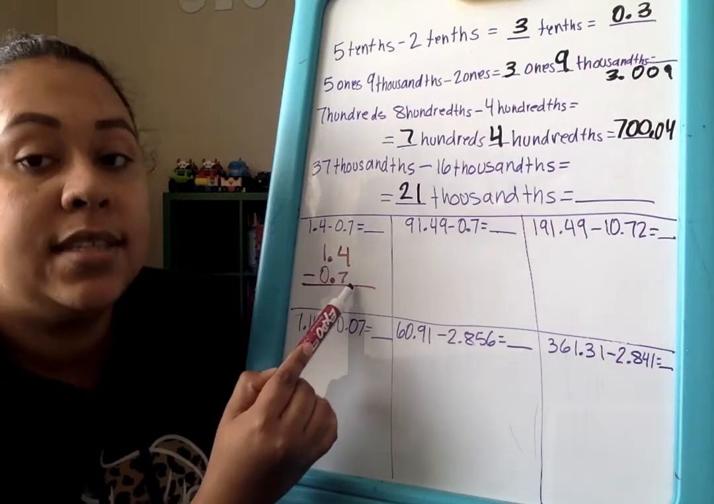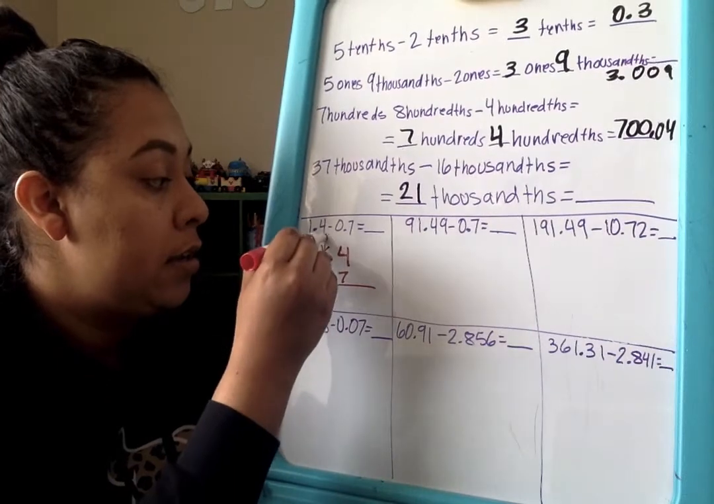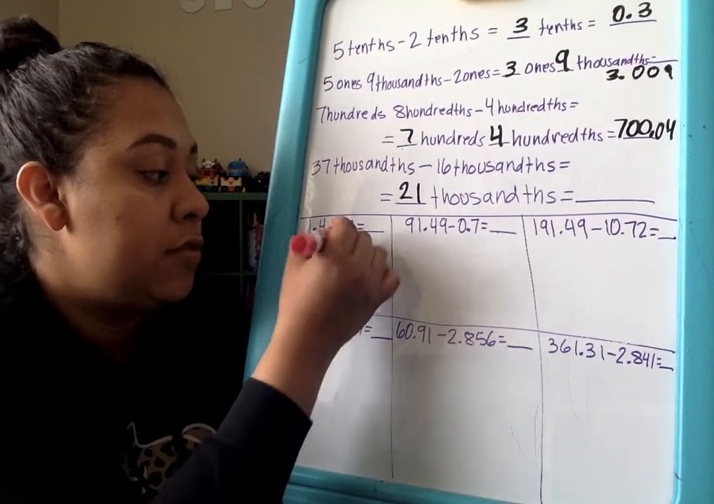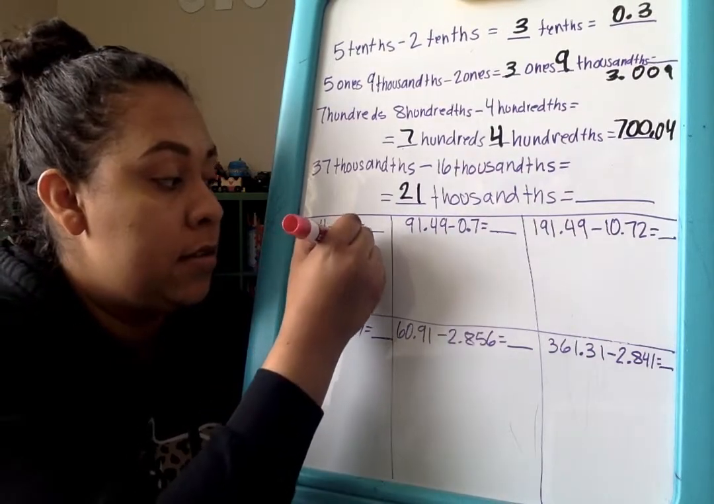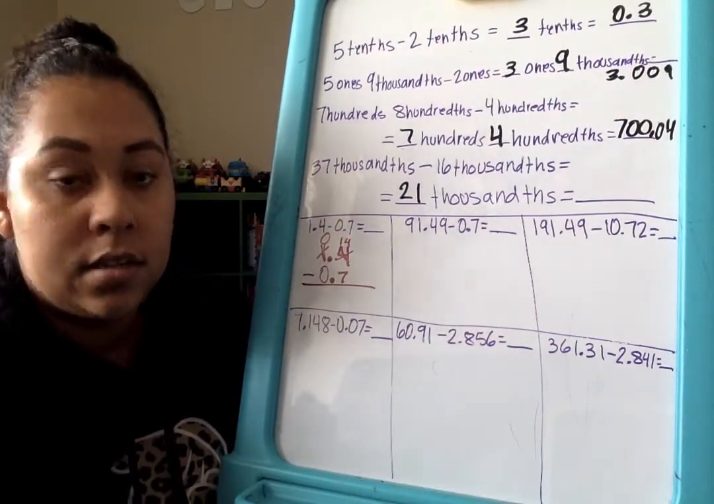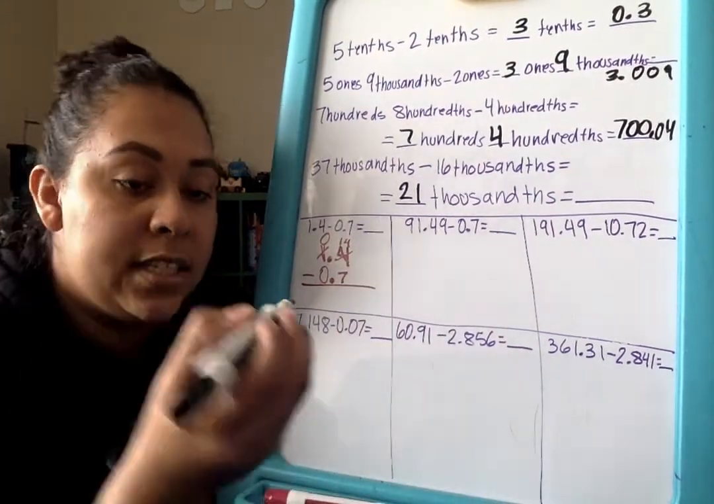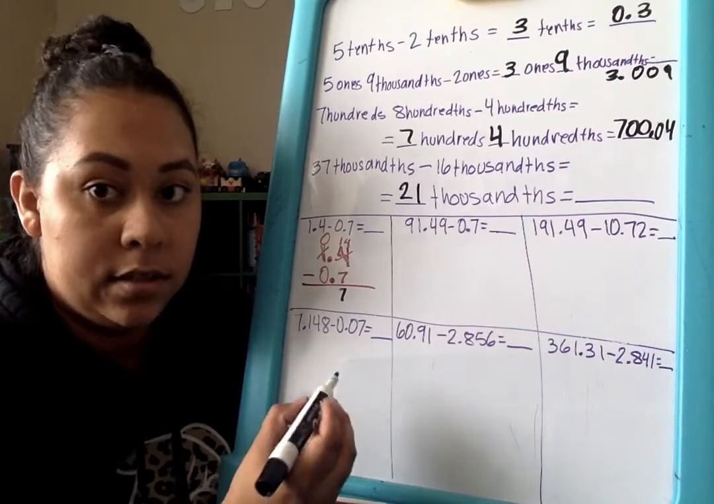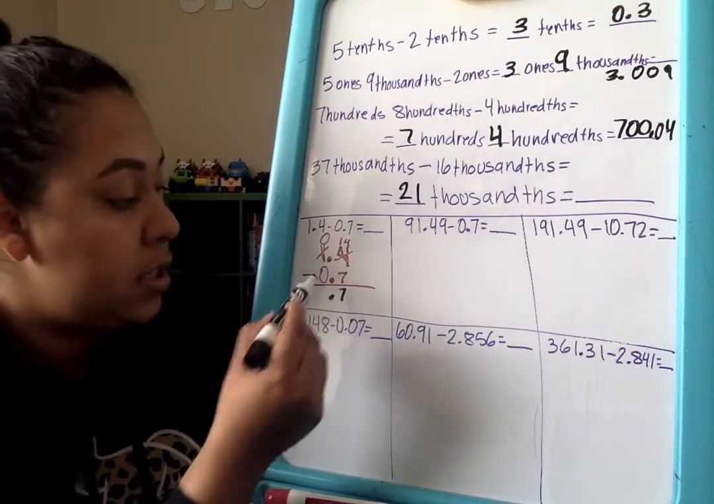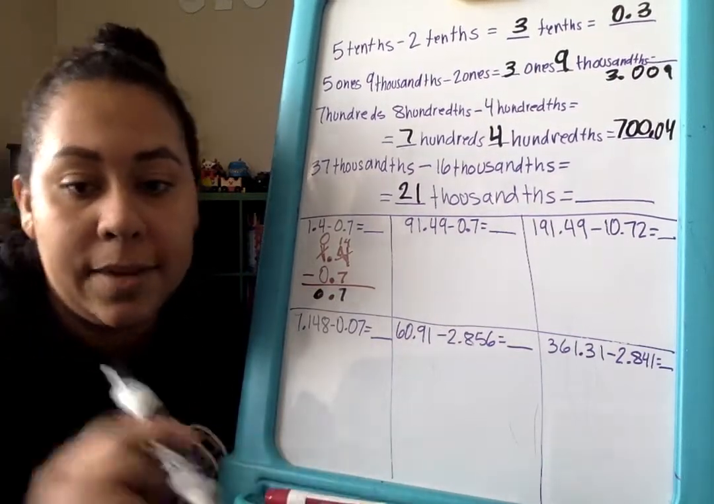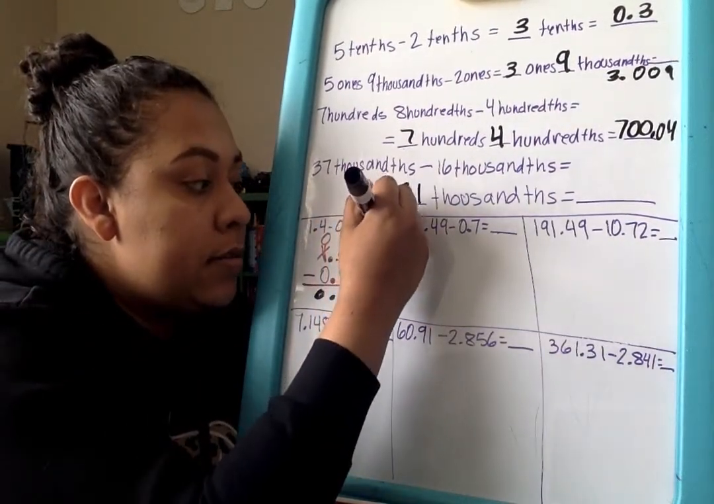So 4 minus 7, we don't have enough. We need to regroup. So we need to take away 1, 1. So that makes 0 ones and exchange it for 10 tenths. So 10 tenths plus the 4 tenths makes 14 tenths. So now we have 14 tenths minus 7 tenths. So 14 minus 7 is 7. And then we have our decimal. And 0 ones minus 0 ones is 0. Okay? So that's your answer, and you would plug that in on the blank, 0.7.